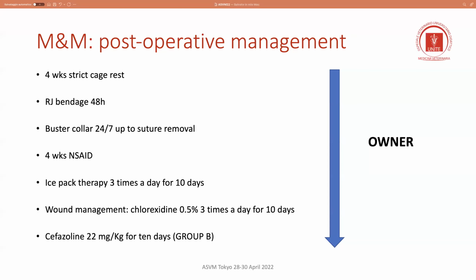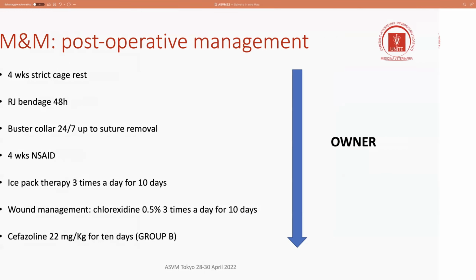in the following way. Basically, the dog received 4 weeks of strict cage rest, a Robert Jones bandage for 48 hours, a Baster collar on up to the suture removal, 4 weeks of non-steroidal anti-inflammatory drugs as medication, ice pack therapy 3 times a day for 10 days, and wound management with chlorhexidine 0.5% 3 times a day for 10 days. Group B, just the control group, received cefazolin 22 milligram per kg for the following 10 days.